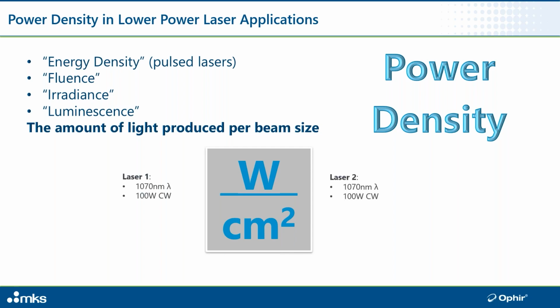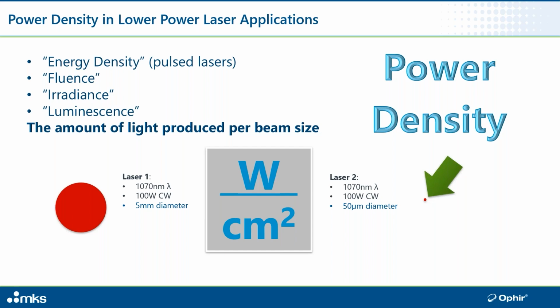So to illustrate how beam size affects power density, I want to use this general illustration. We've got two lasers here. Both of them are fiber lasers, 1070 nanometer wavelength, both operating at 100 watts. On laser number one, you've got a beam size of 5 millimeters. A relatively large beam, okay? I'm using an extreme example here just to make the case, so bear with me.